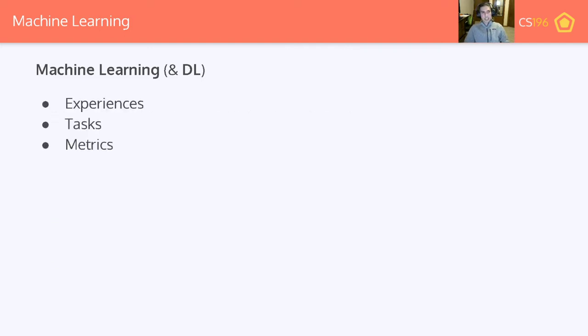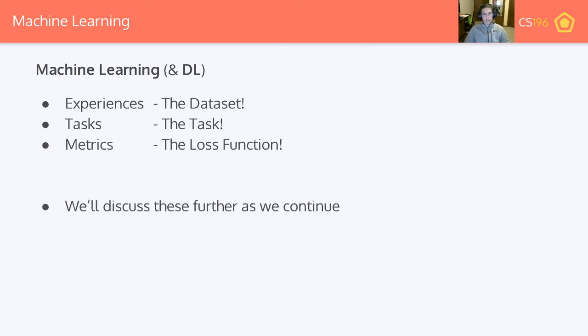And so let's break these down. Experiences, what is that? Well, that's the data set that we work with. The task is, well, the task. We're kind of using that terminology, and so we don't really need to rename it. And then the metric is this thing that we're going to call the loss function, and we'll talk about that a bit more as we continue.